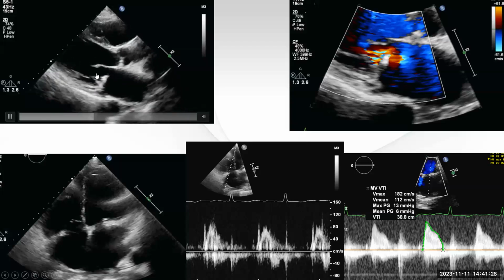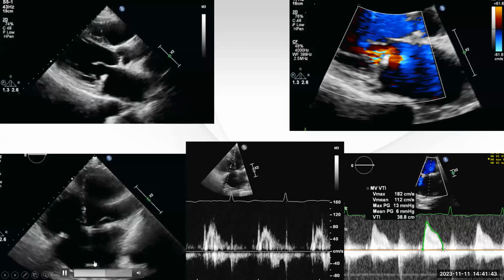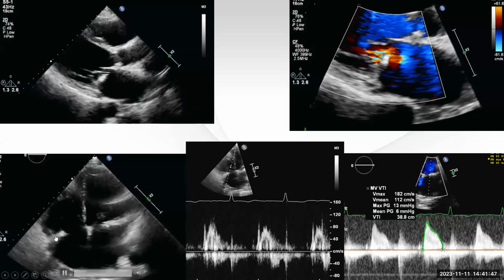However, both leaflets here are normal, by the way. It is not rheumatic, not calcified, okay? While in MAC, usually you will have calcification of the leaflets and all the mitral apparatus as well. What else? On the other hand, if you can see in this four chamber view, there is also a ring in the tricuspid valve.